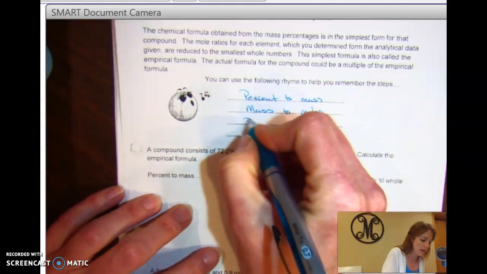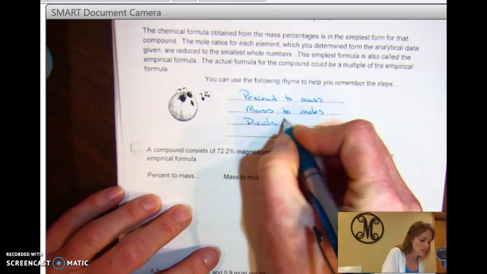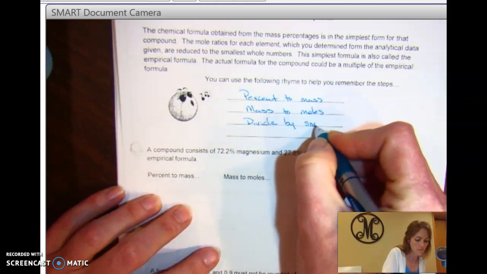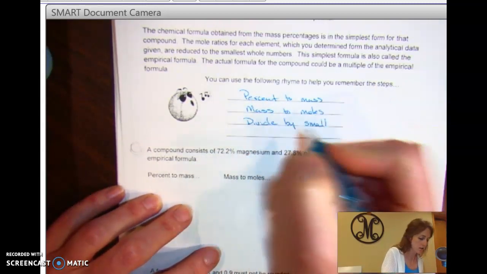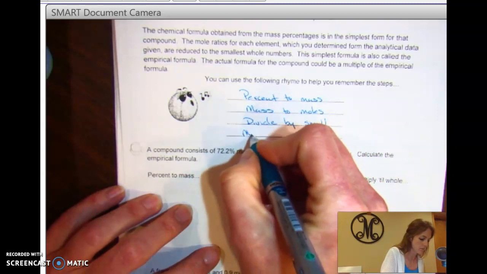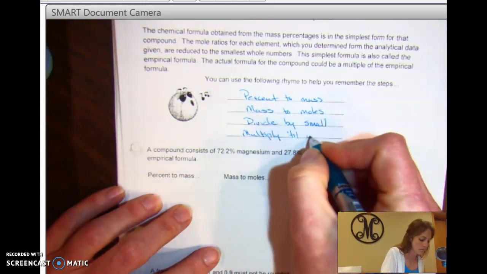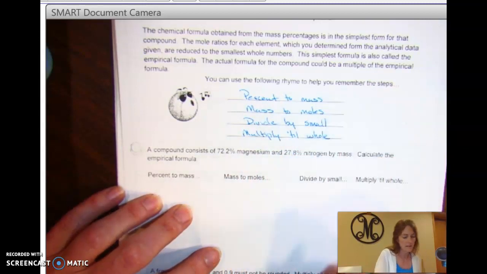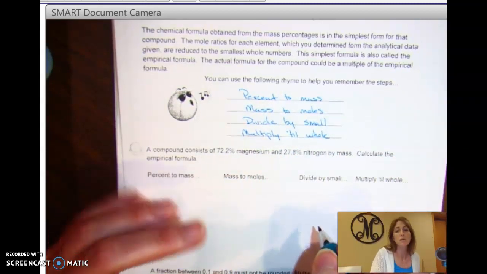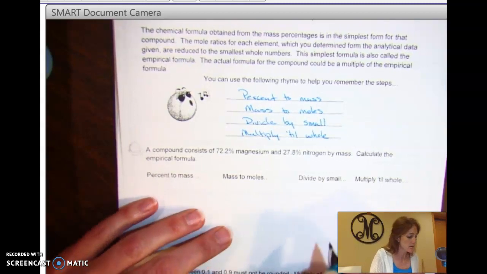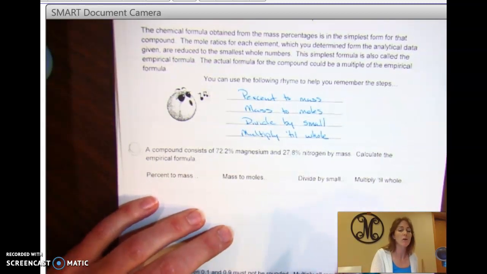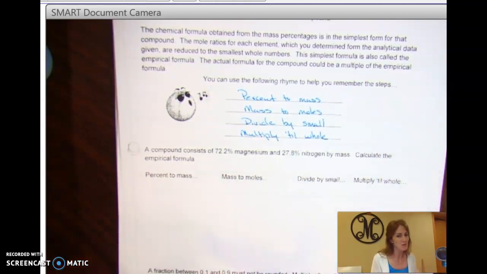You're going to divide by small, and then multiply till whole. And to help remember it: percent to mass, mass to moles, divide by small, multiply till whole. If we were together, we would be saying that together, chanting, singing, until you remember it.